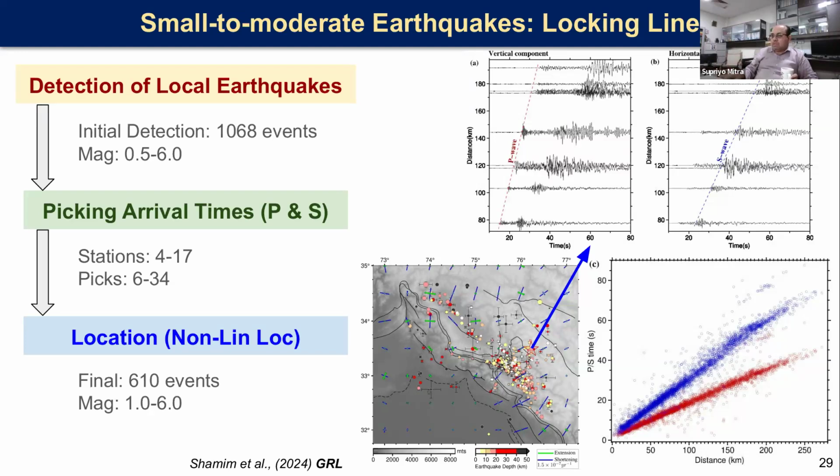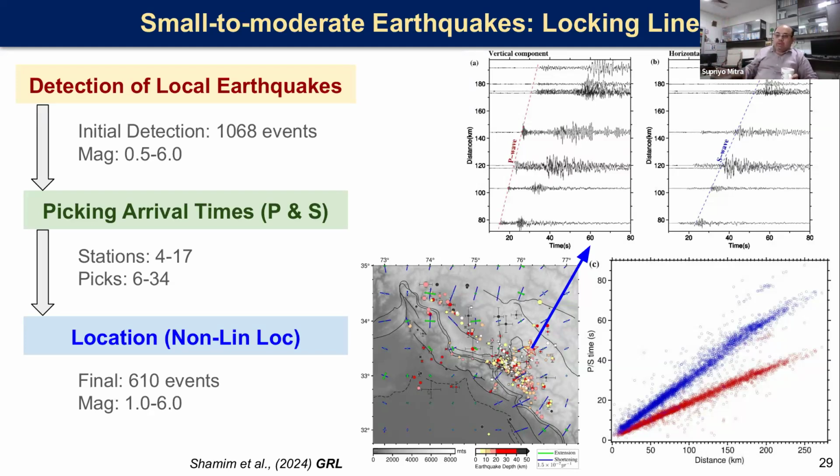We detected about 1,068 earthquakes in the beginning. Then we picked the arrival times. An example is shown on the right on top for one earthquake recorded at multiple stations. And then we use these arrival time picks with the nonlinear location algorithm to look at these earthquakes. At the end, we get 610 events between magnitudes 1 and 6.